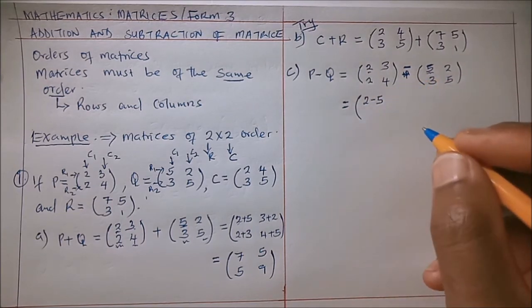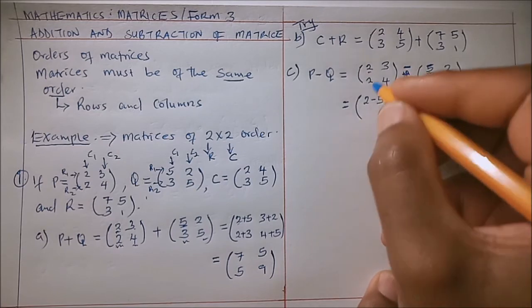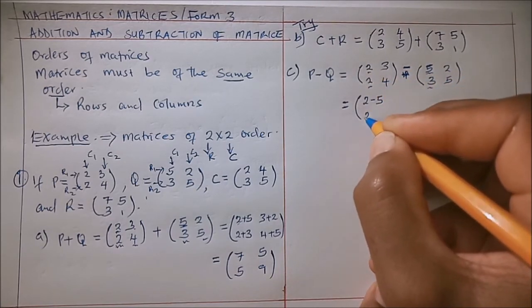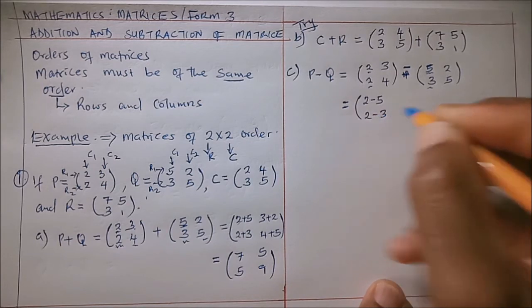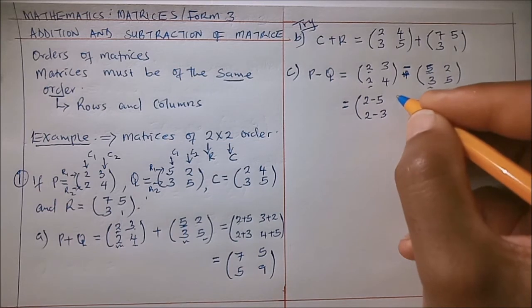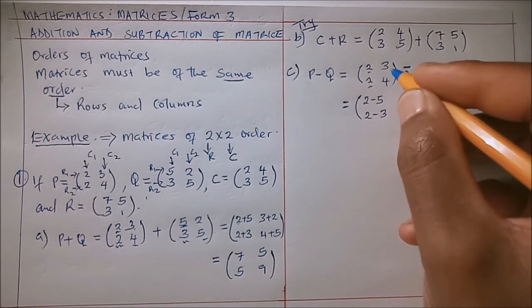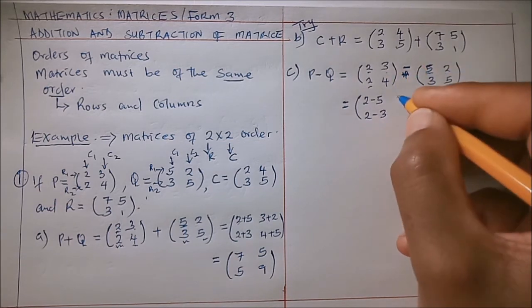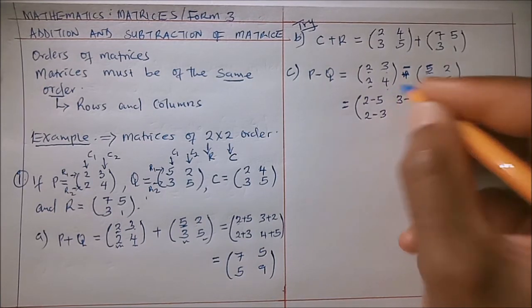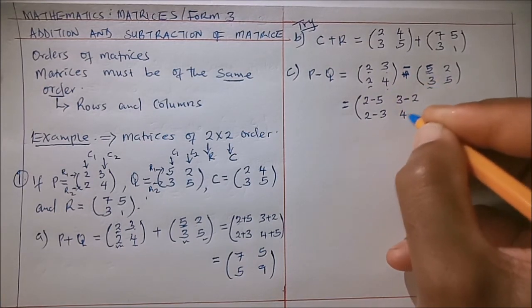I subtract those elements. Then look at these 2 and look at these 3. So it should be 2 minus 3. Then subtract the 2 also. Then you leave a space. Come to 3 minus 2. So 3 minus 2. Then come to 4 minus 5. Having left the space.